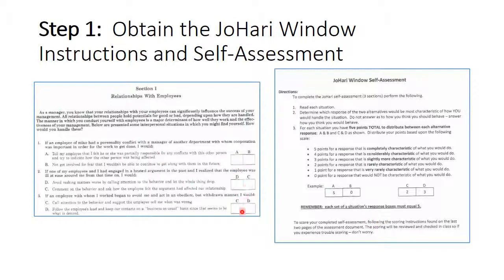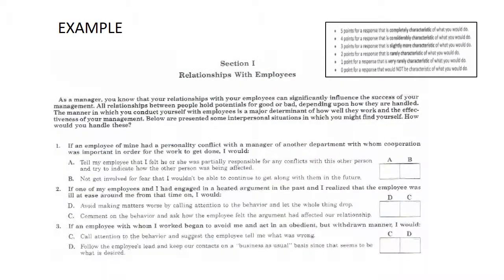The important thing to remember is that you're distributing 5 points in each question set of answers. So these two, whatever they are, must add up to 5. So 4 and 1, 5 and 0, 3 and 2, you get the picture. So let's look at an example of how you're going to complete your questionnaire, your self-assessment.